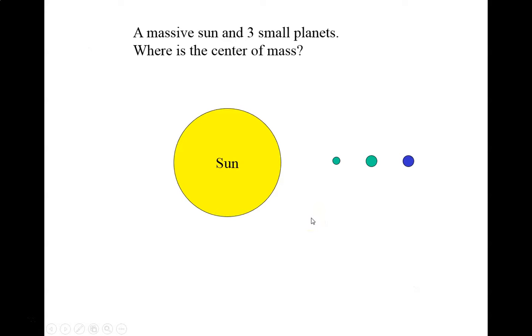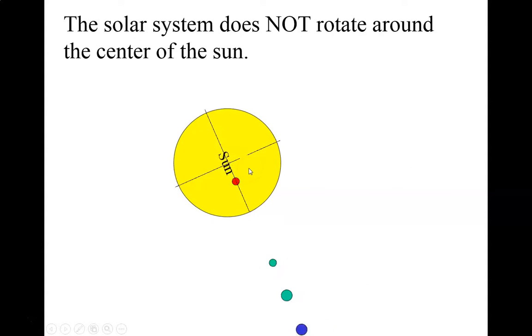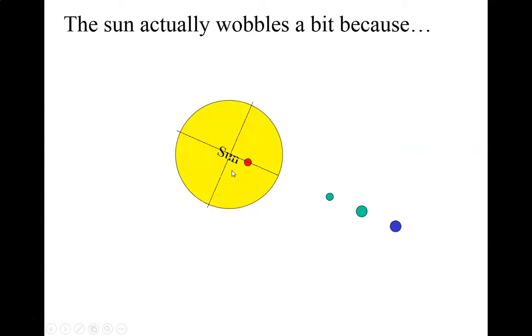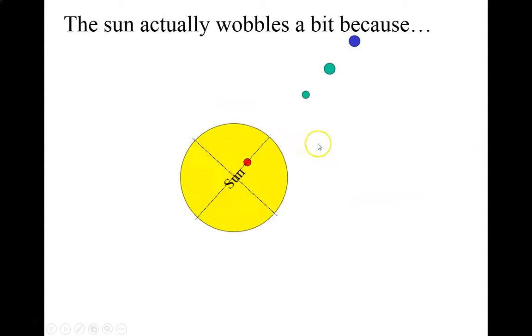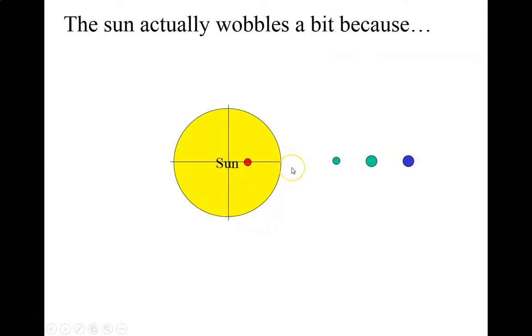So where's the center of mass with the sun and all the planets? So let's say we've got a hypothetical solar system here. It's not going to be directly in the middle of the sun. It's going to be off to the side a little bit. If the planets are lined up right like this, it's going to be off to the side a little bit. So the sun is not going to spin like this. It's going to wobble a bit because of the center of mass. And you can think of it as the planets are pulling it and causing it to wobble.